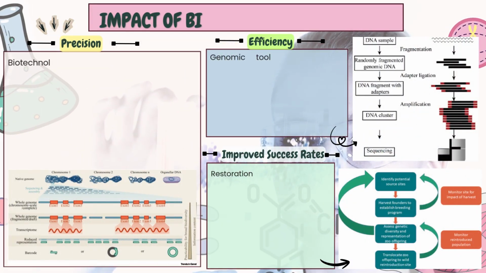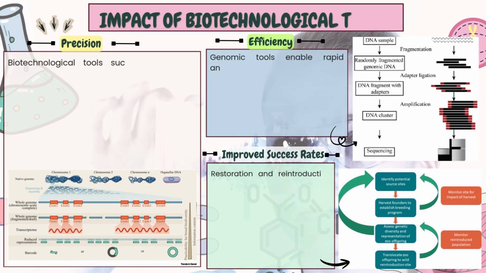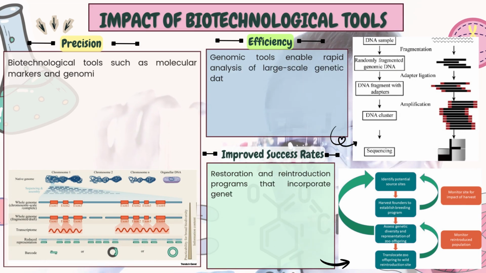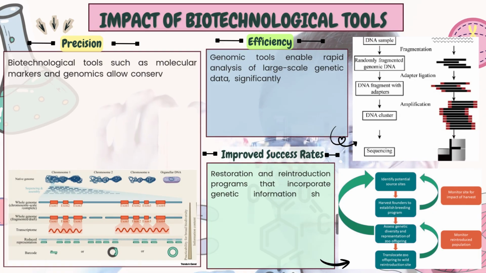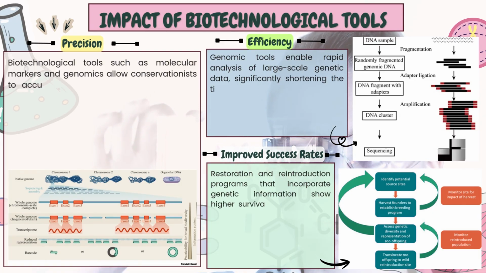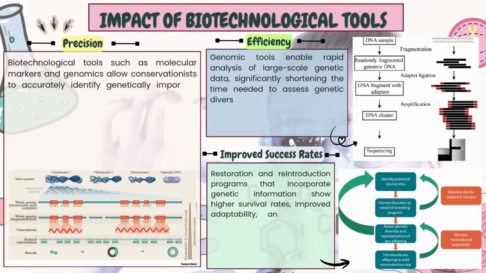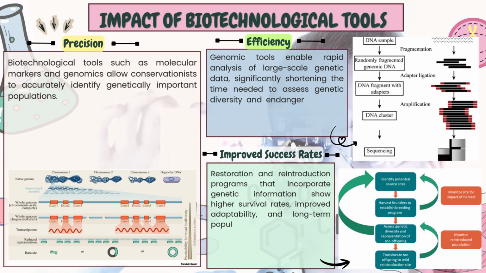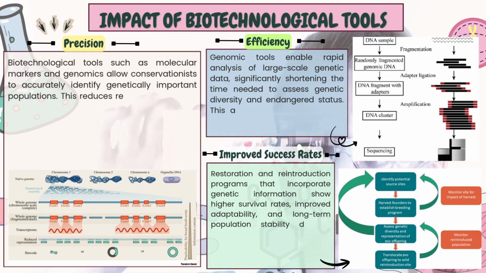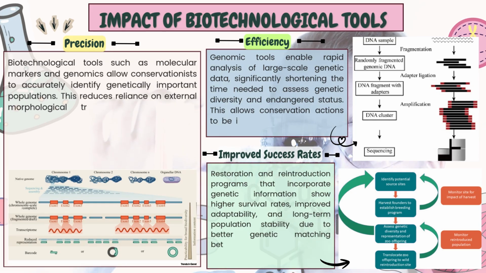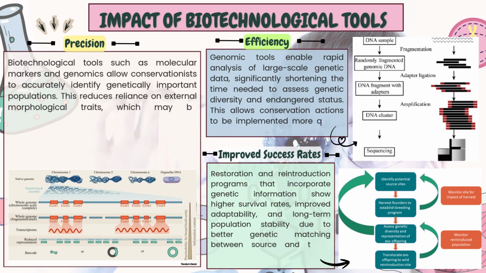Now, we move to the impact of biotechnological tools. Firstly, in terms of appreciation, biotechnological tools such as molecular markers and genomics allow conservationists to identify genetically important plant populations more accurately. Instead of relying only on visible traits, which can sometimes be misleading, conservation efforts can focus on populations that truly have high genetic conservation value.